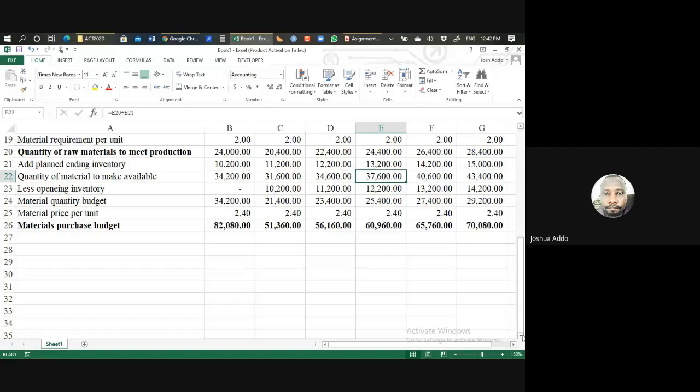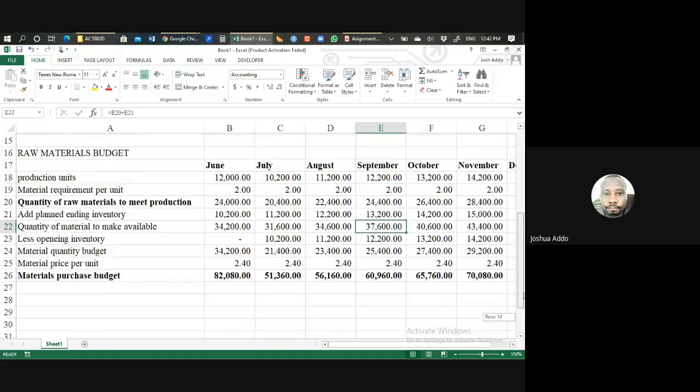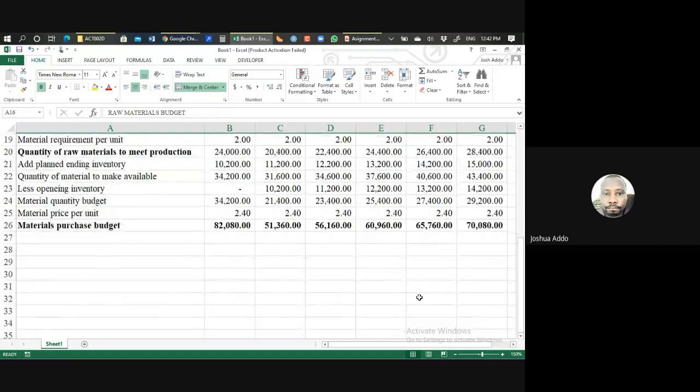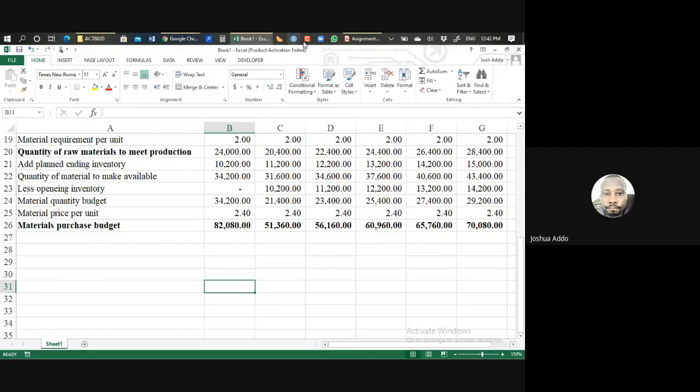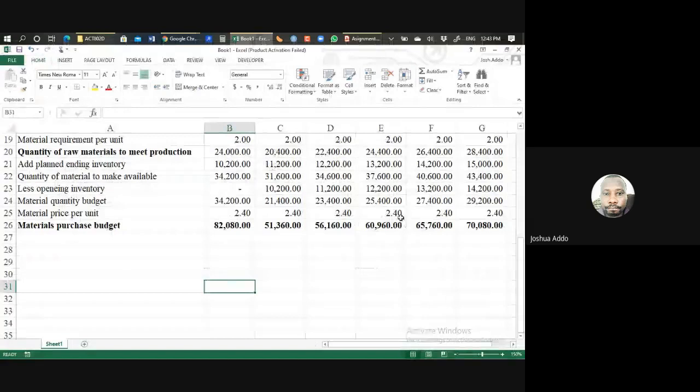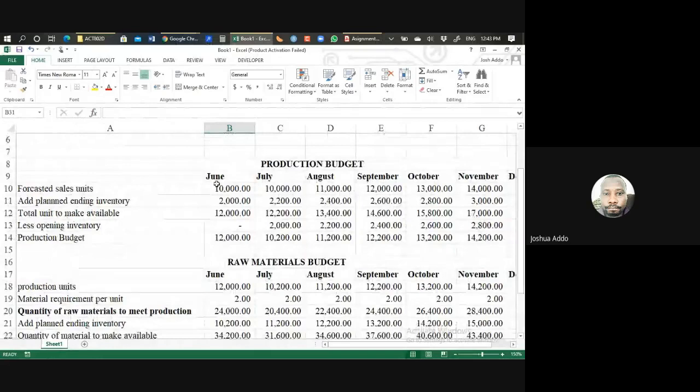Okay, so now that we have our materials budgets prepared, let's center the heading. Later, I will do it well. Raw materials budget. Now that we have it prepared, let's look at other budgets. There was a direct expenses in the question. We had labor cost, so we have to prepare a budget for labor. We will need labor to produce what is inside the production budget. We need labor in June to produce 12,000 units of ADEPA, and labor in July to produce 10,200 units of ADEPA. That's the product's name. So we need to do the budget for labor.